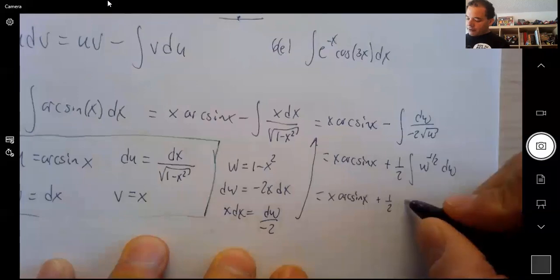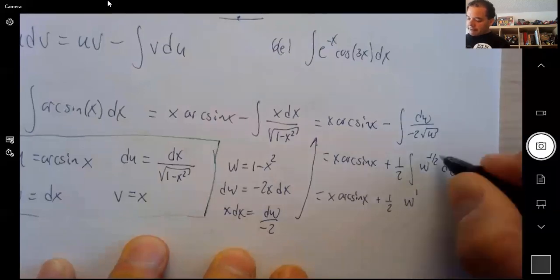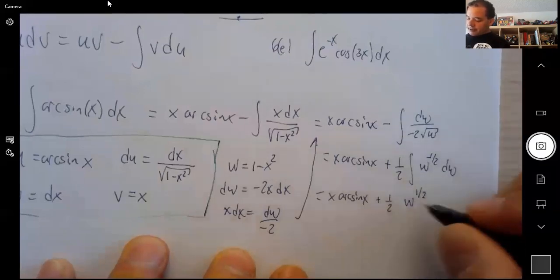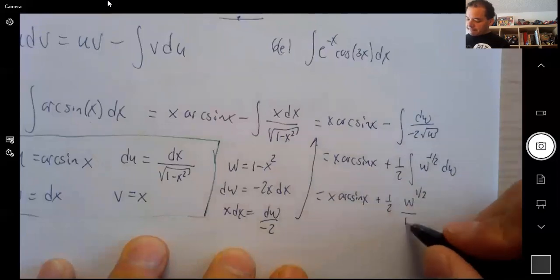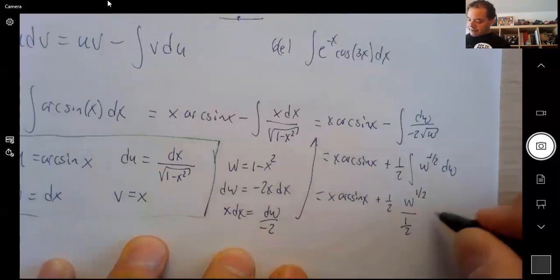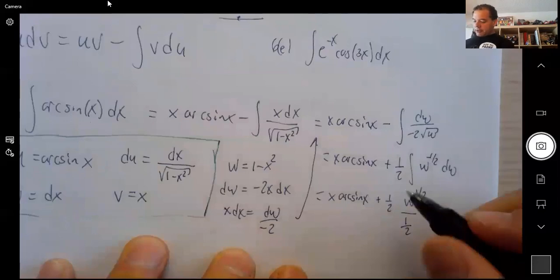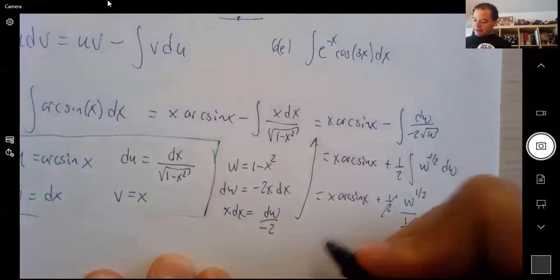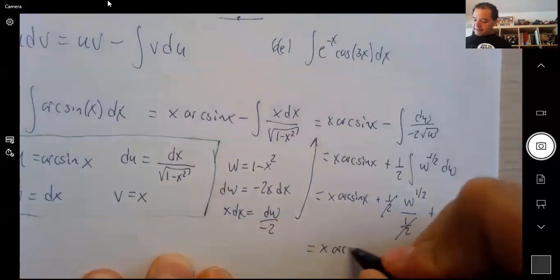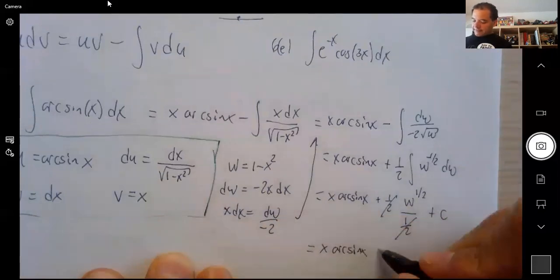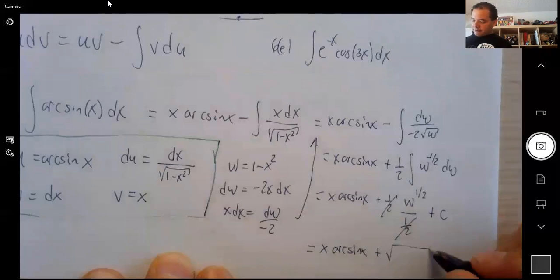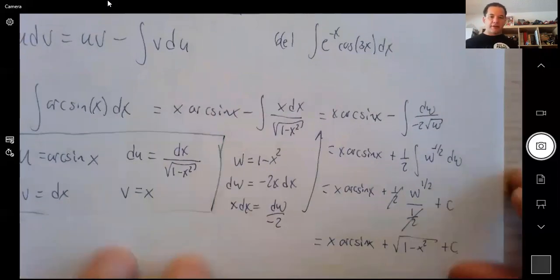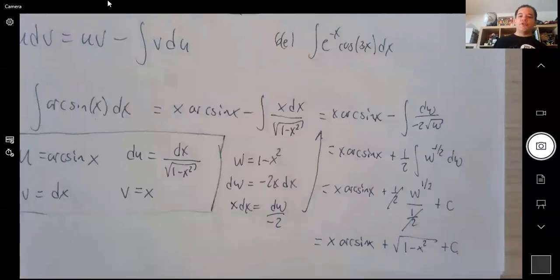add 1 to the exponent. So it's -1/2 plus 1 is 1/2, and divide by 1/2. This goes away. And then we remember that the w is 1 minus x squared. So the final answer is the square root of 1 minus x squared. Right? Is that clear? So that's how you use it for the integrals of inverse functions.